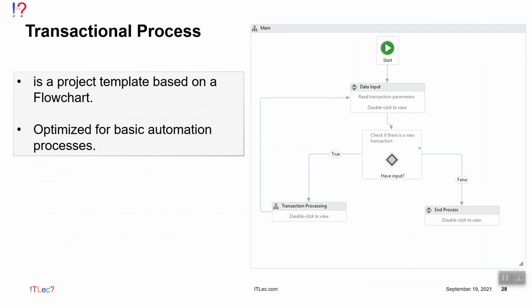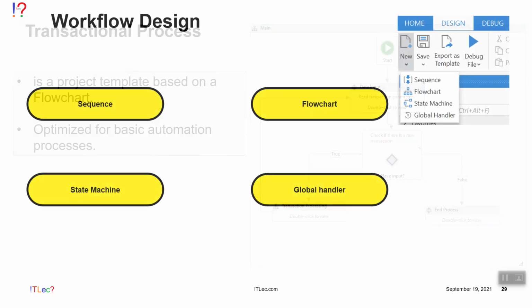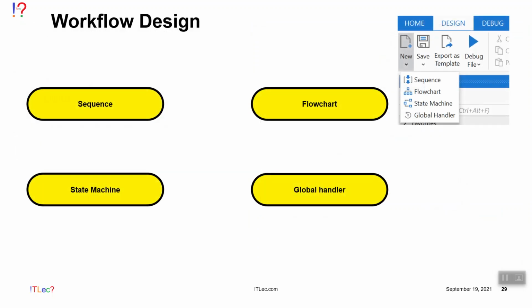So here the transaction process is a very simple one. It is based on flowchart. So it is optimized for basic automation processes. So here, workflow design, we have a sequence from this to that to that. We have workflow, where we have some conditions, and we can skip one of the steps based on the condition, things like that.